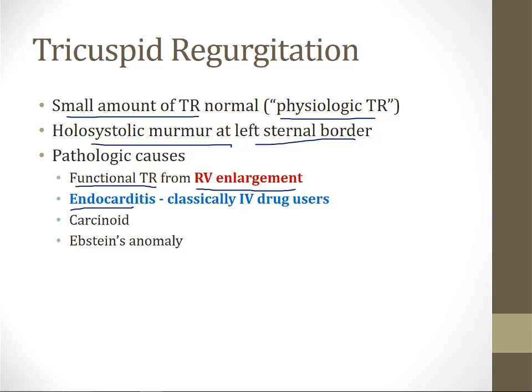Endocarditis is a classic cause of tricuspid regurgitation, especially among IV drug users. They tend to use dirty needles, and bacteria may be introduced directly into the venous system, and then the first valve it meets is the tricuspid valve, and that's where endocarditis develops. Carcinoid syndrome can lead to tricuspid regurgitation. And then finally, Ebstein's anomaly is a congenital heart defect of the tricuspid valve that I talk about in the congenital heart disease videos, and patients with this anomaly classically have significant tricuspid regurgitation.